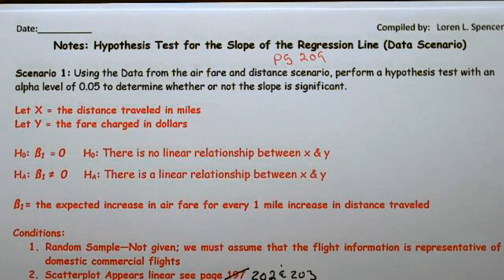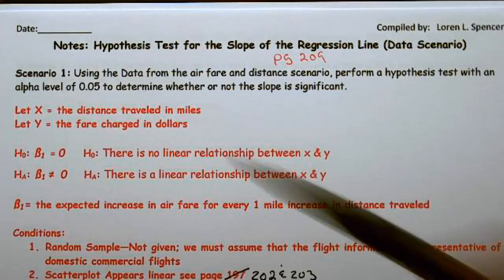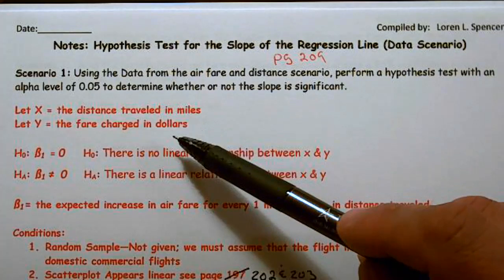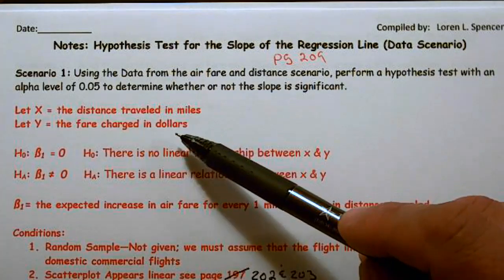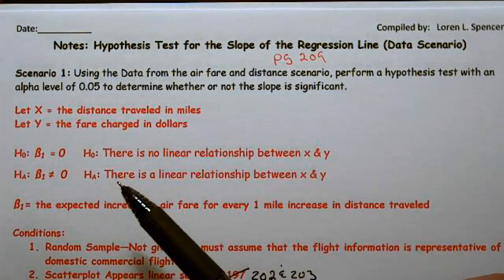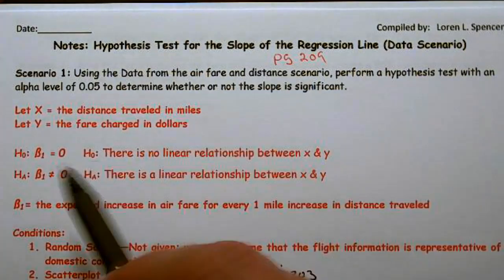So using the data from the airfare and distance scenario, perform a hypothesis test with an alpha level of 0.05 to determine whether or not the slope is significant. Very first thing you need to do is define your variables. Well, we're going to say X is the distance traveled in miles, and Y is the airfare charged in dollars. So we need to start off by defining our variables. Then we need to write our null and alternative hypotheses.